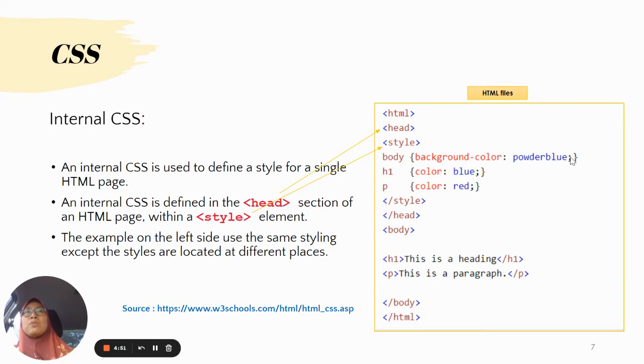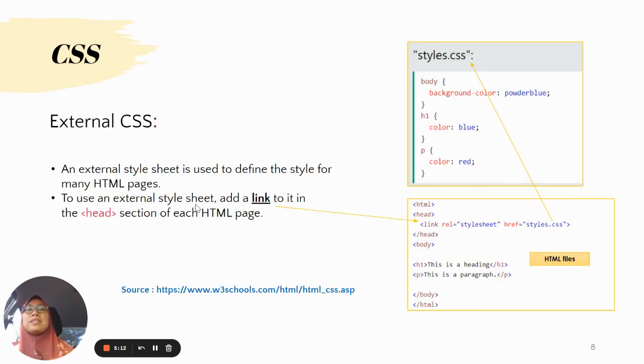If you have more than one statement or declaration, you can put different statements and declarations, and after you finish all the declarations, you can close the curly braces. So this is called internal or embedded CSS, but the result will be the same. And the last one is external CSS.